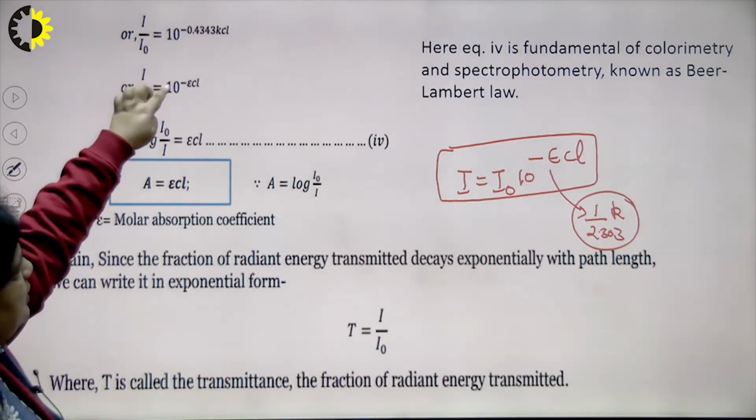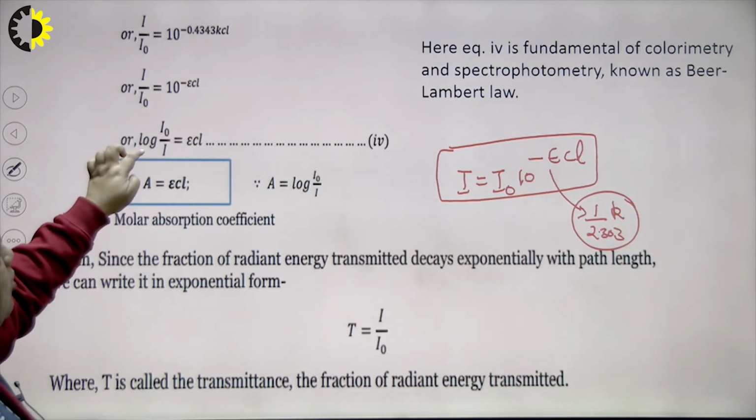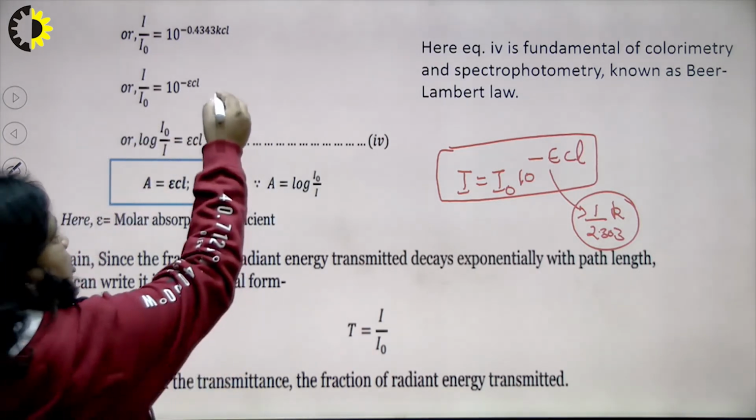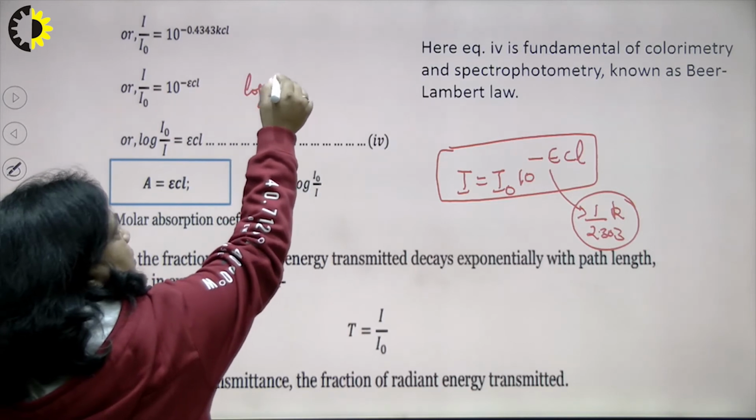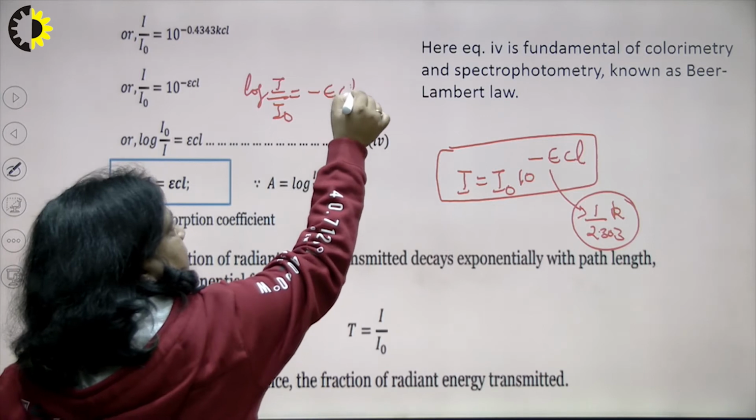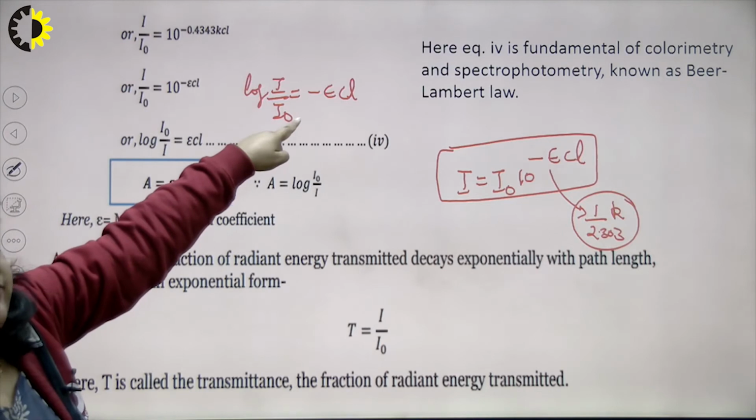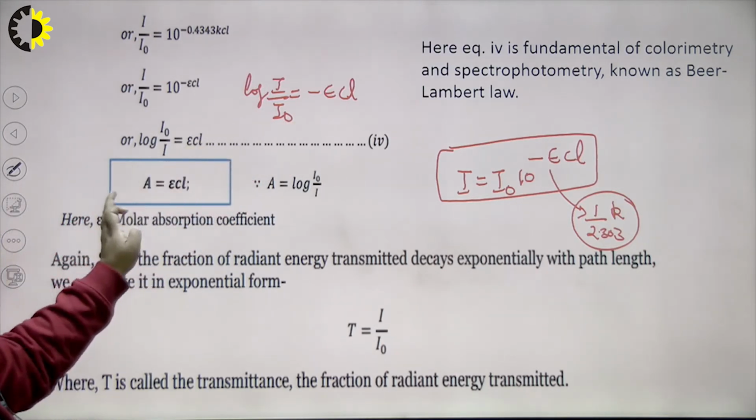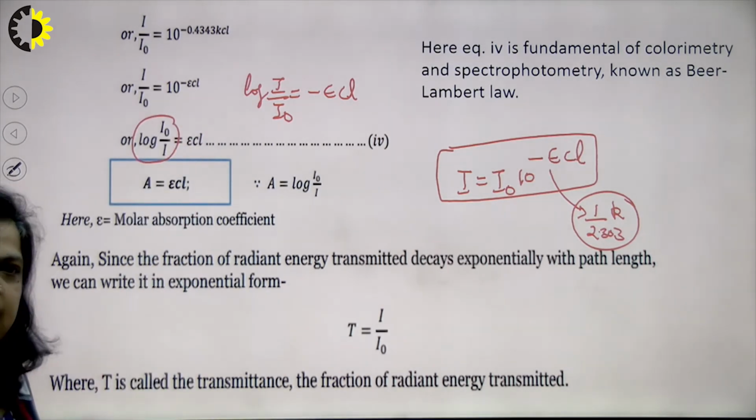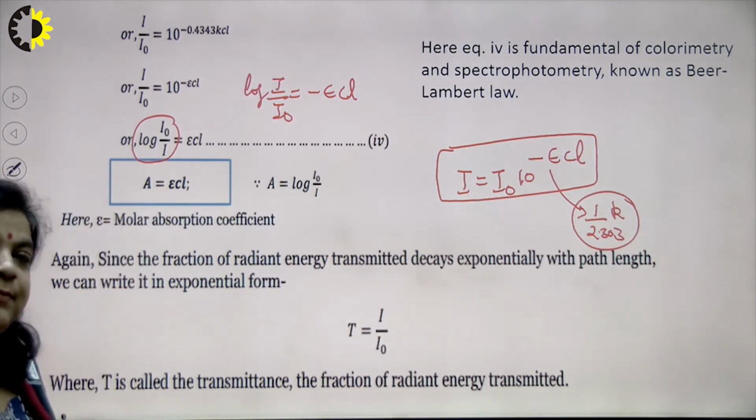Now, to remove this minus, by taking log on both sides we can say log of I upon I naught is equal to minus epsilon Cl, and if we reverse this, the minus goes away. So log of I naught upon I becomes epsilon Cl, and this log I naught upon I is called absorbance.